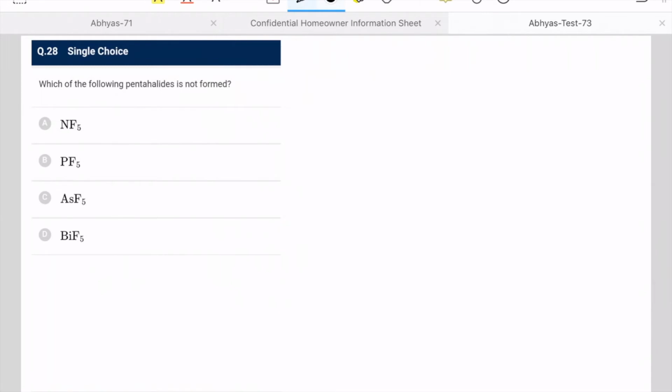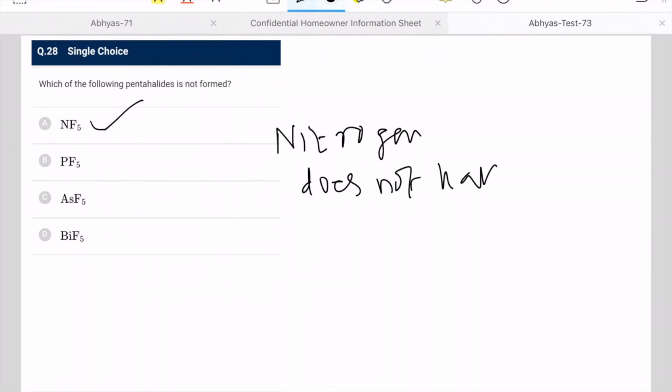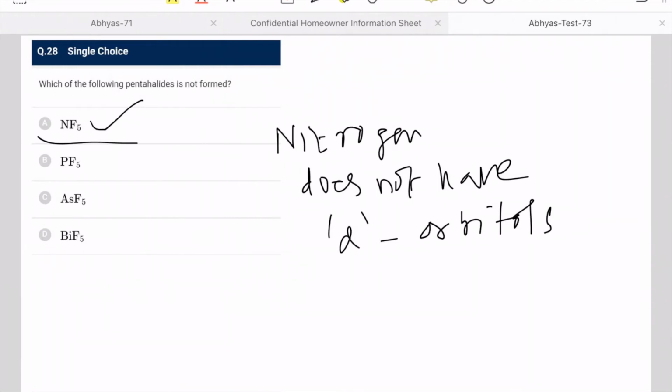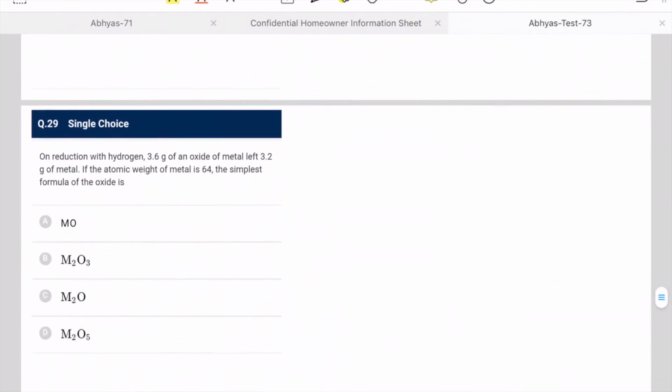Which of the following pentahalides is not formed? So this is also an easy question actually. Not formed is there. So here NF5 is the correct answer because nitrogen does not have d orbitals. So A is the correct option. We'll go to the next question.